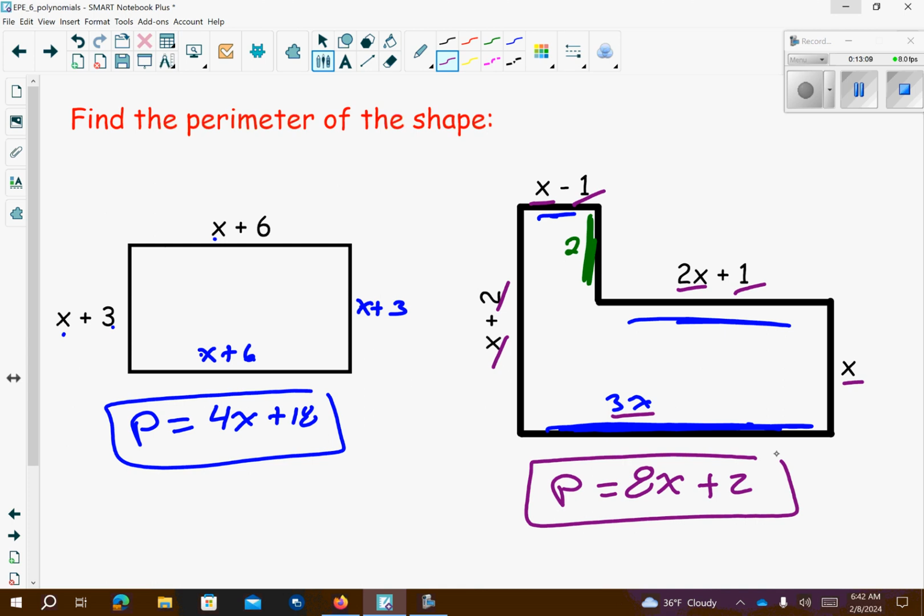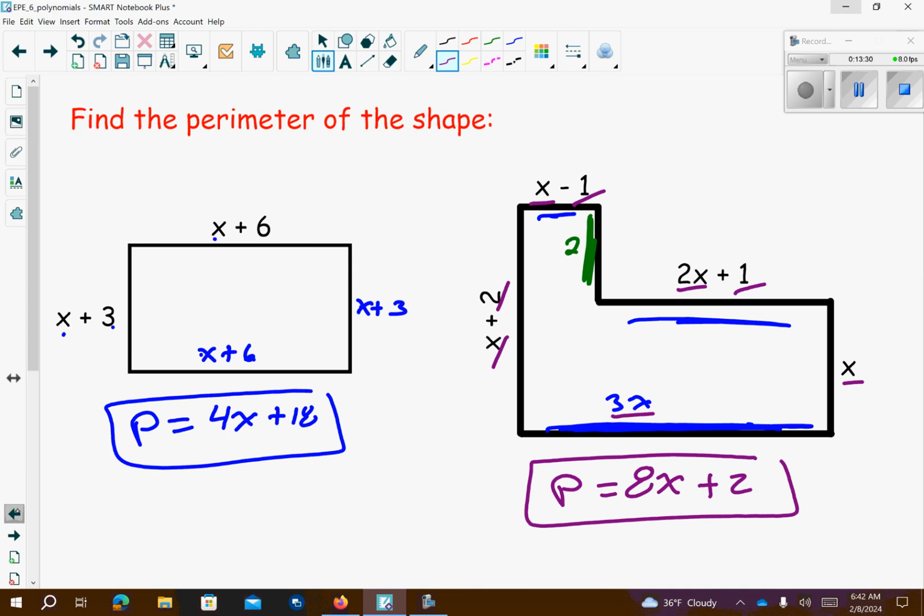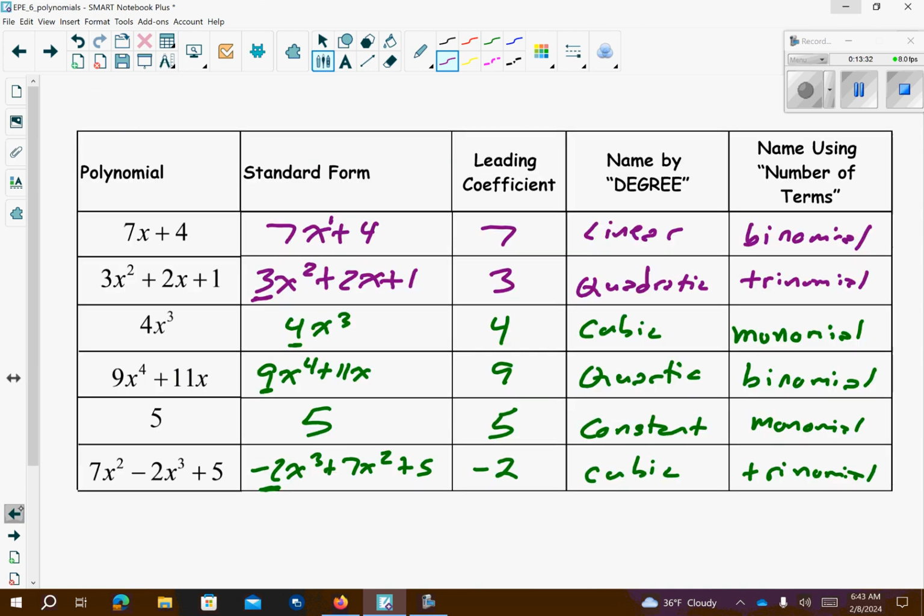Our homework for tonight, I think we would be set to do pages 19 and 20. And it looks like on 19 you have to fill out that form. So definitely go back and look at your notes to see how they're called for standard form and leading coefficient and naming by degree and number of terms, okay? So remember, on my notes, you don't necessarily have this page, so you might want to pause your video on this page when you work out the homework, okay?